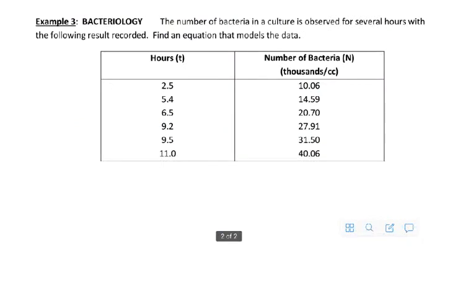We're going to do one more, and I'm also going to show you how to change this exponential equation that the calculator writes into an exponential equation in terms of e, because the calculator doesn't write it for you in terms of e. So, the number of bacteria in a culture is observed for several hours with the following result recorded. Find an equation that models the data. First we're going to put the data into the calculator. This is going to go in list 1, this is going to go in list 2.